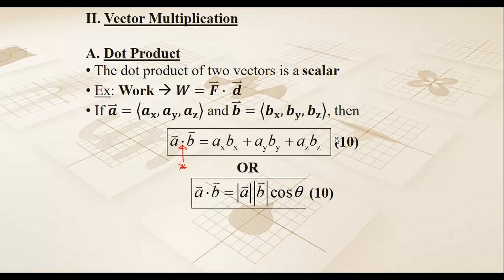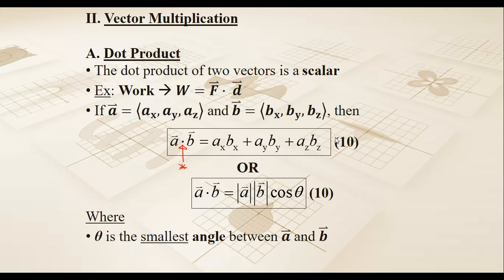Or, another way you can calculate it, and this way is actually significantly easier if you have the information to do it, is if you take vector A and you dot it with vector B, that is equal to the magnitude of vector A times the magnitude of vector B multiplied by cosine of theta. In this equation, cosine of theta would represent the smallest angle between vector A and vector B.